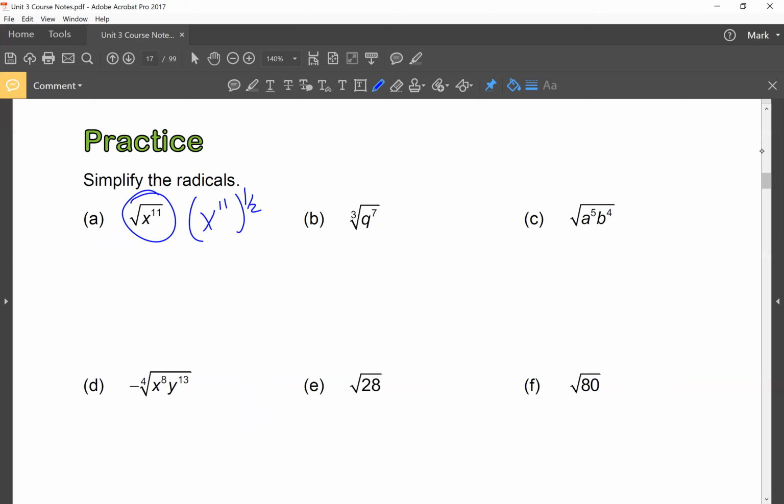Now, I cannot divide 11 by 2. Meaning it's not going to be a nice number. But what I can do is rewrite this radical as x to the 10 times x. So x to the 10 times x is x to the 11. I'm not changing anything. Everything's the same. And now I can actually solve this question.